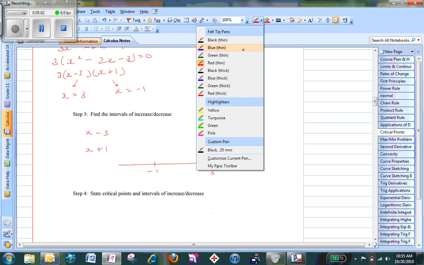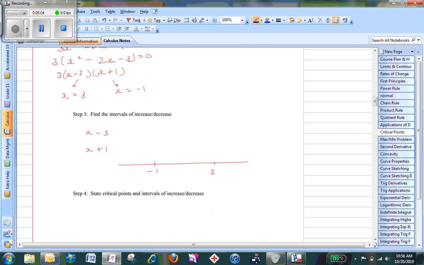I'm going to pick a number less than negative 1. So negative 5 is an example. Negative 5 minus 3 is negative. Negative 5 plus 1 is still negative.